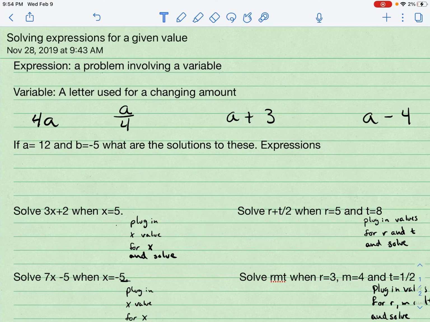Okay, we're looking at solving expressions for a given value. So a couple things first. We want to explain an expression that is a problem involving a variable. The variable is a letter that we use for a changing amount. You're going to see usually X is a very common one, but you can use any letter of the alphabet. And so here we've got 4a.